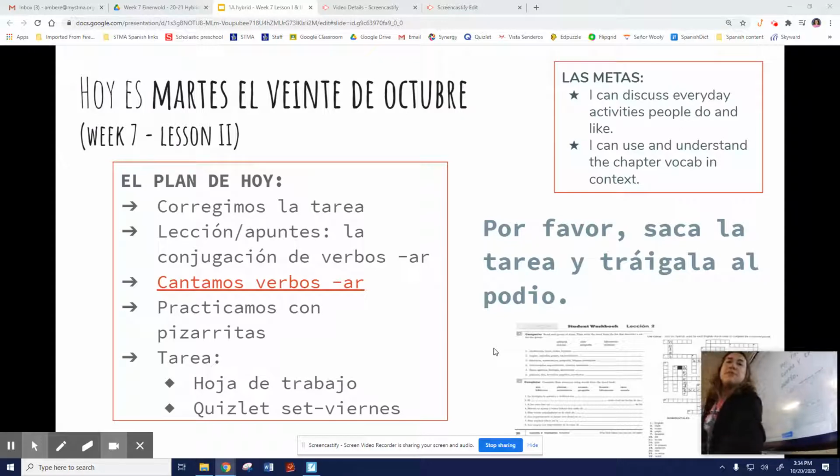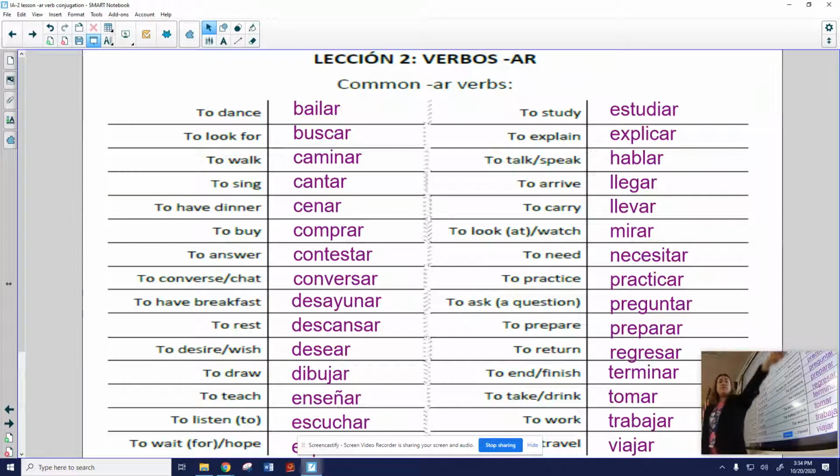Hoy hablamos de los verbos AR. Aquí hay muchos verbos AR. Algunos probablemente sabes de español en grado 8. Do you recognize any of these from español de grado 8? Quizás bailar, cantar.